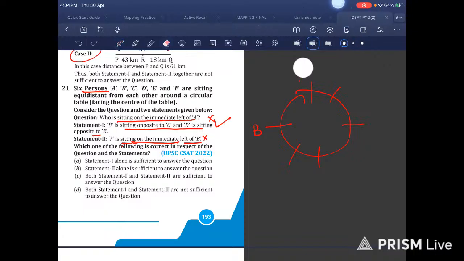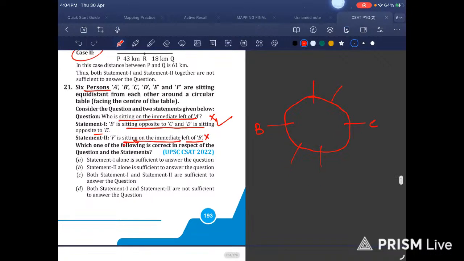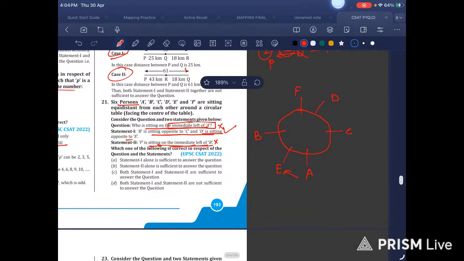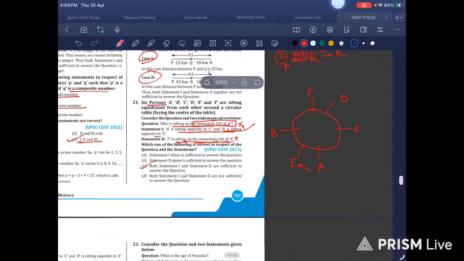Now let us combine these two statements. What do we get? B sitting opposite to C, and D sitting opposite to E, and F is sitting to the immediate left of B. So here it must be A. Then it is asking who is sitting to the immediate left of A. Right, left, east. So if we combine both the statements we can get the answer. So option C must be correct.